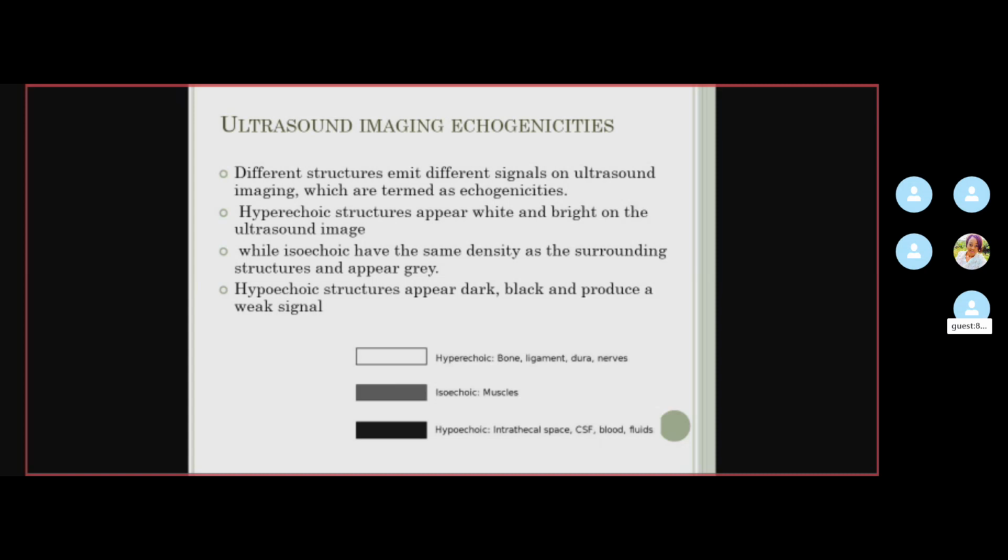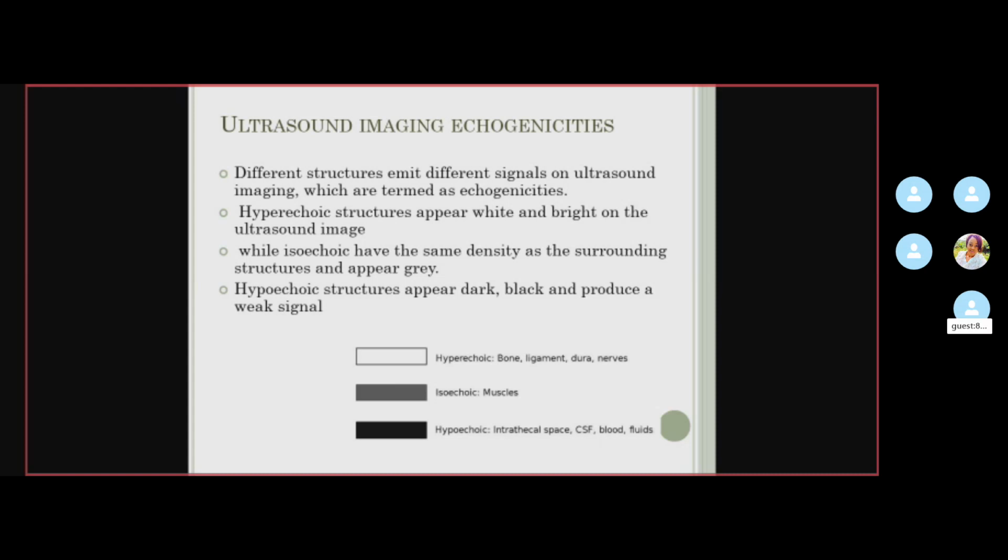So ultrasound images have different echogenicities. We can't just say that it is white, dark, or black. There are specific terms to be used with this. Different structures will emit different signals on the ultrasound imaging, and these are called echogenicities.